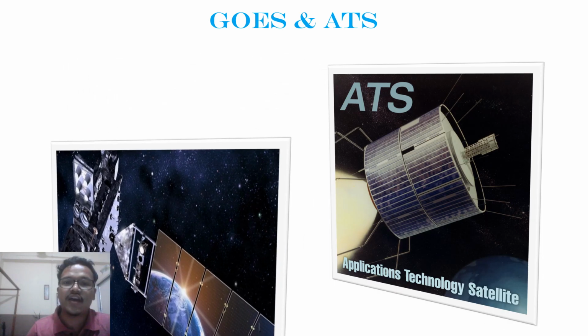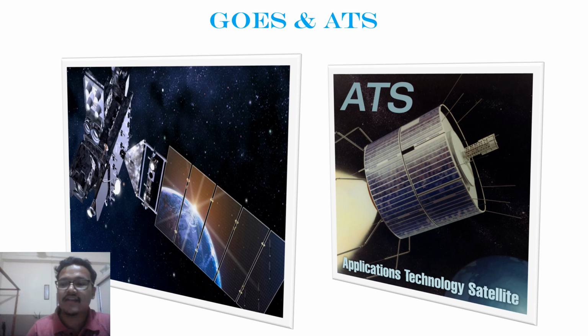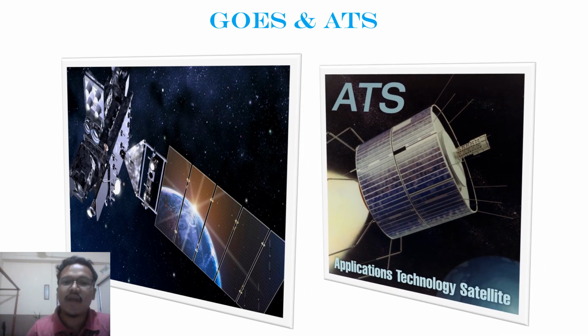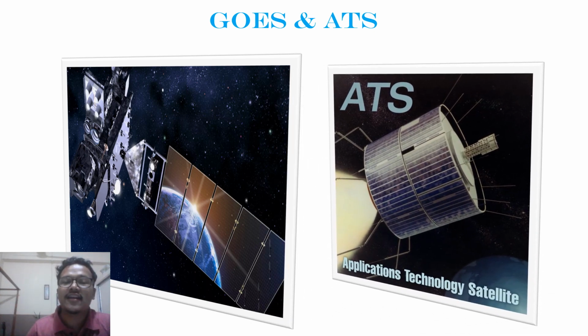This is the GOES and this is the ATS. Now what is the GOES? As I said, it is a Geostationary Operational Environmental Satellite. Its main function is that it provides continuous imagery and data on atmospheric conditions and space weather. And what about the ATS, the Application Technology Satellite? This also is a communication satellite for weather observation and investigation.